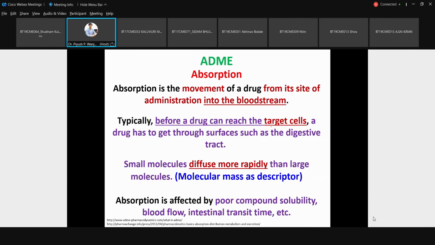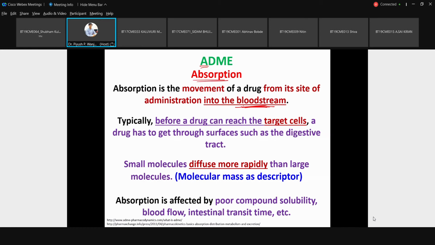So the first thing, absorption, you can consider as the movement from the site of administration into the bloodstream. Okay, I said in this lecture some biology will definitely come, because as you want to find out which descriptors are important, you need to understand some processes within your body. So whatever way you are taking the pharmaceutical drug, as a tablet or injection or any other way, how it is entering into the bloodstream, that is the absorption.